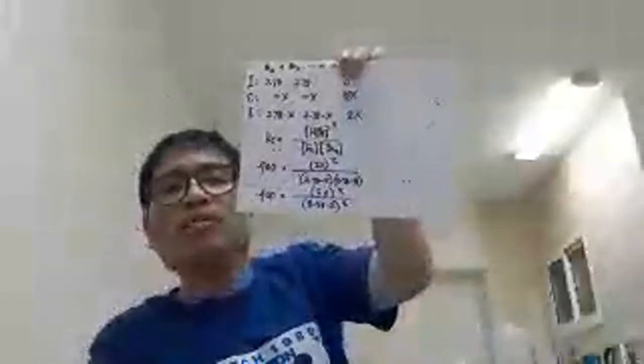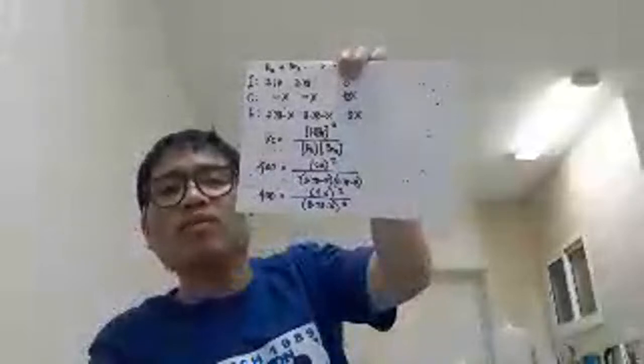Those who are good in mathematics will be at an advantage here, because they can easily simplify. So it will now become 2x raised to the power 2 over 2.78 minus x raised to the power 2 is equal to 400.